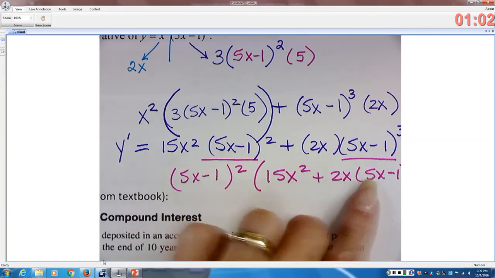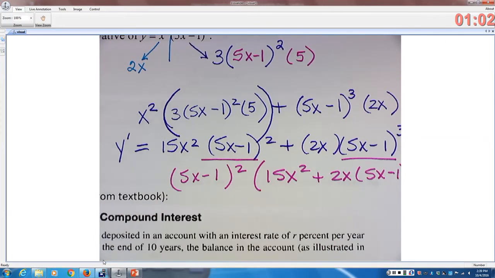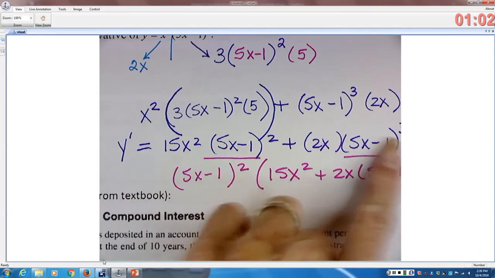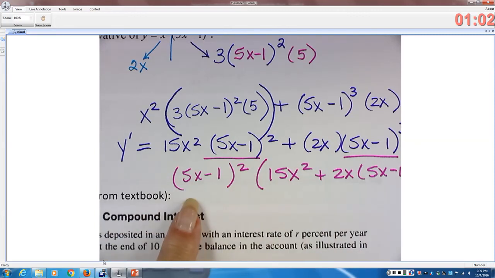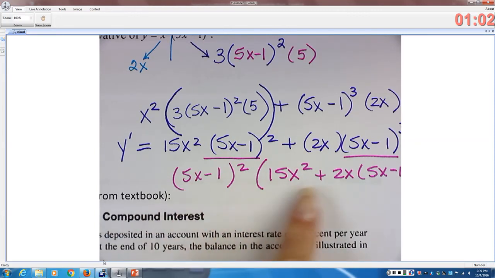Now, I don't think that looks any better than what it looked like up there, but they do. So if they do that to you, that's what they did. They looked and said, oh, there's a common factor, factor it out. And I think they might have even gone ahead and multiplied that out, but I don't think you need to do that.